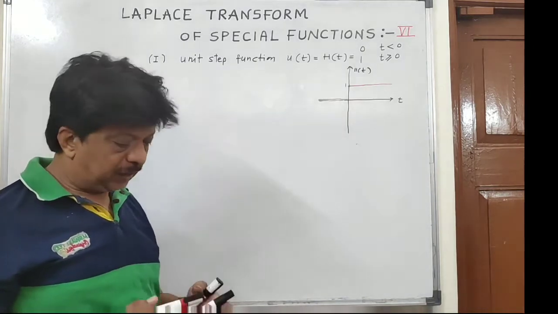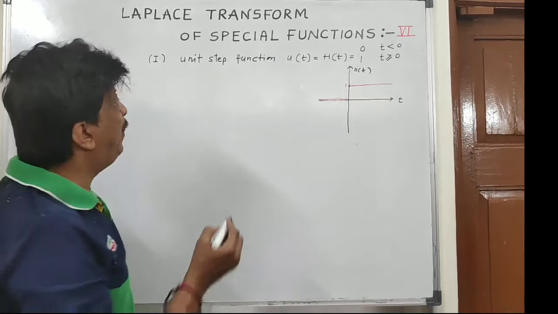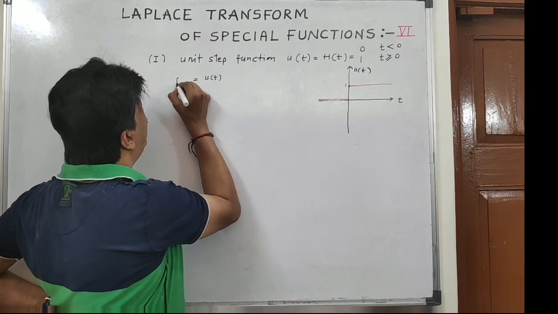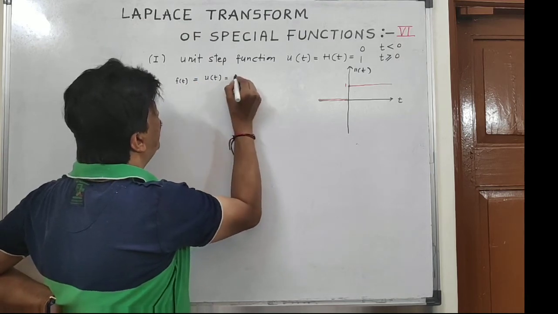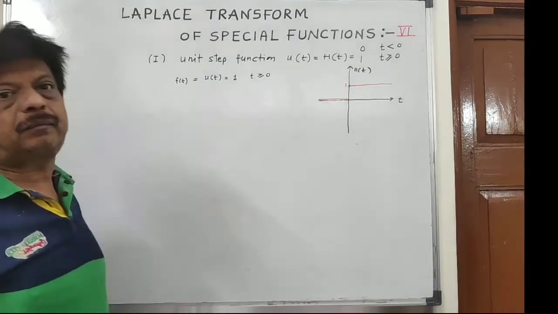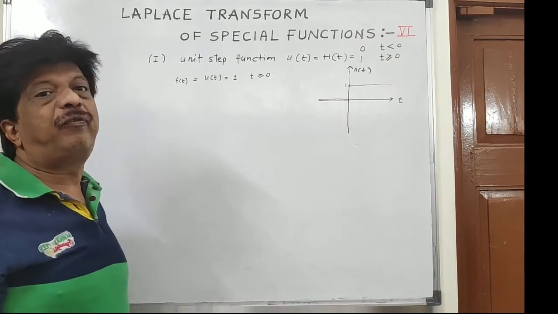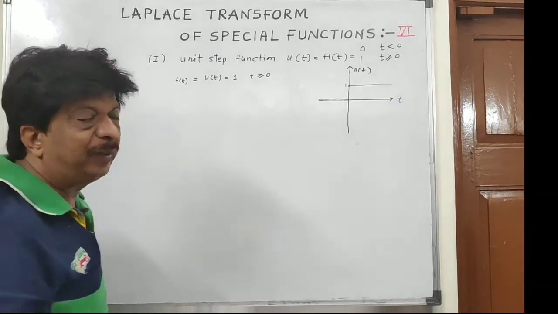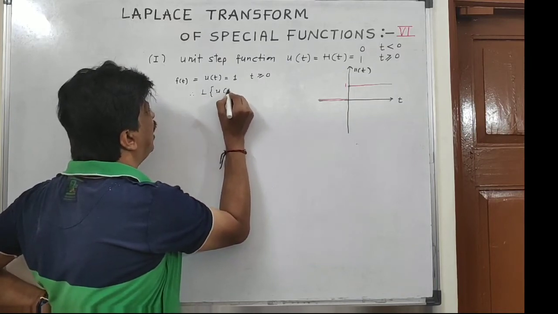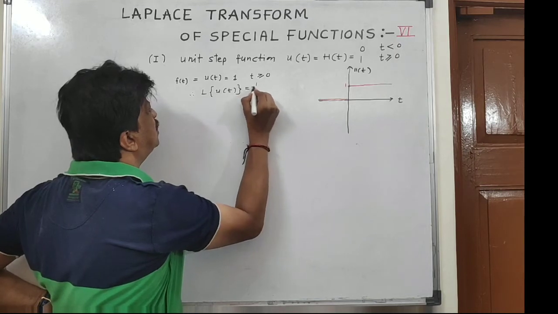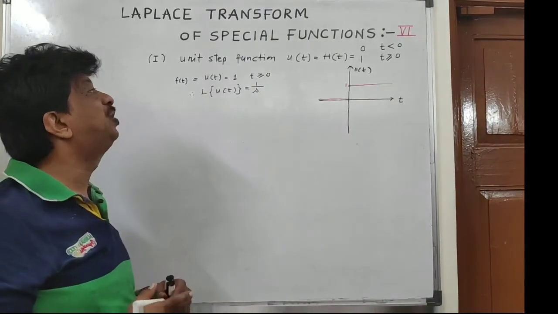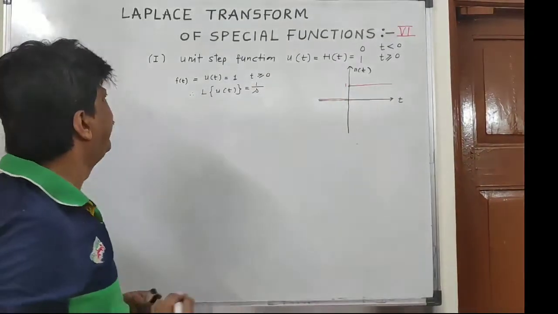It is as good as the function denoted by, say, f of t or u of t. If f of t is denoted by u of t, it is equal to 1 for t greater than or equal to 0. And the Laplace transform of 1 that we have already seen in the very first lecture is 1 by s. Therefore, Laplace transform of u of t is equal to 1 by s. So Laplace transform of this unit step function is 1 over s.